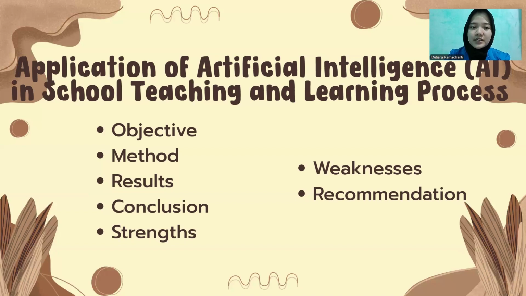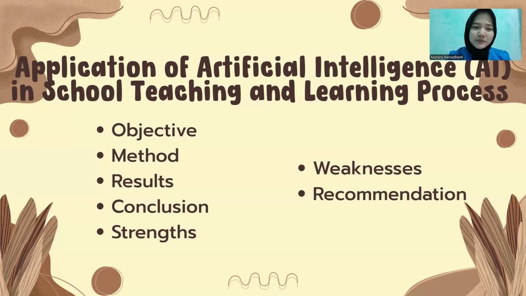Another point is strengths. The journal is systematically organized and written in simple, clear language. It provides clear examples of AI applications, balances the benefits with ethical concerns, and uses credible references from previous research. In addition, weaknesses. The study relies heavily on a literature review without original classroom experiments or surveys, making the findings more theoretical than practical. It also lacks detailed statistical data and deep technical analysis.